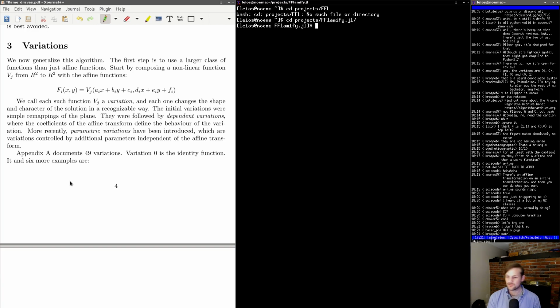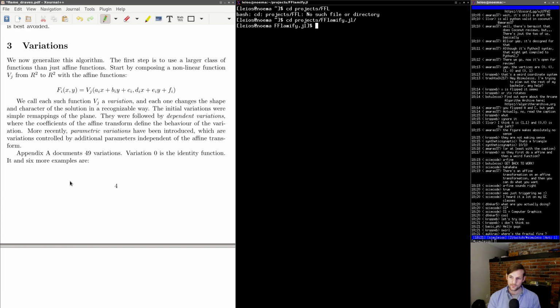So we'll get there, but we need to make sure we're doing this right. Where's the fractal fire? It's called the fractal flame method, so that's why I called it the fractal fire. Let me get some water. And yeah, I guess we'll just keep going.